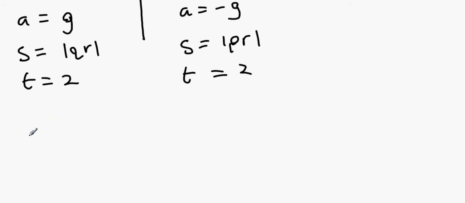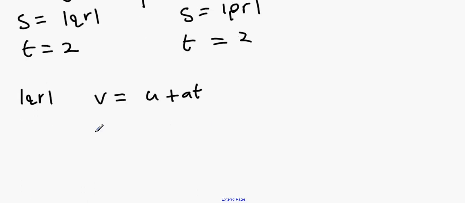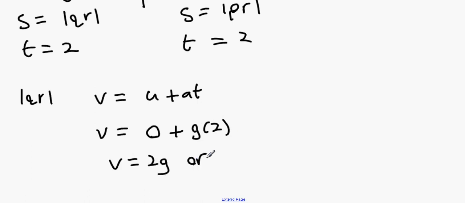So for QR, what we're going to do is V equals U plus AT. So the velocity equals 0 plus g times 2. The velocity is 2g, or basically 19.6 meters per second.